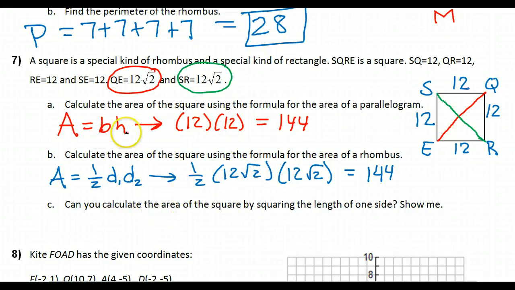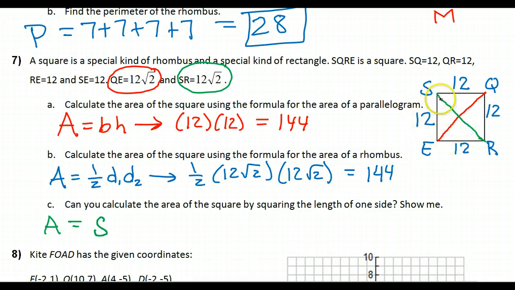When we did base times height, and we did 12 times 12. For a square, will these ever be different? No, they're always going to be the same thing. So we didn't really need to call one of them base and one of them height. We could have just called them both a side. And I'll just use S to represent a side.